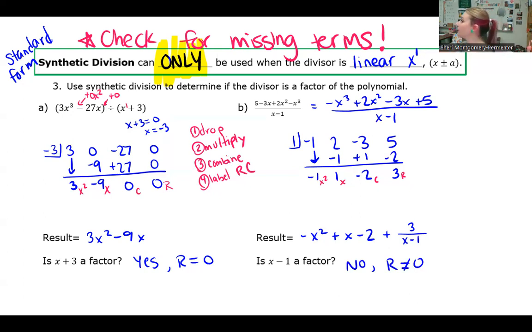We probably need to practice this a few more times, but do you feel sort of okay with synthetic division? We need to practice it, but hopefully we feel sort of okay with synthetic division.